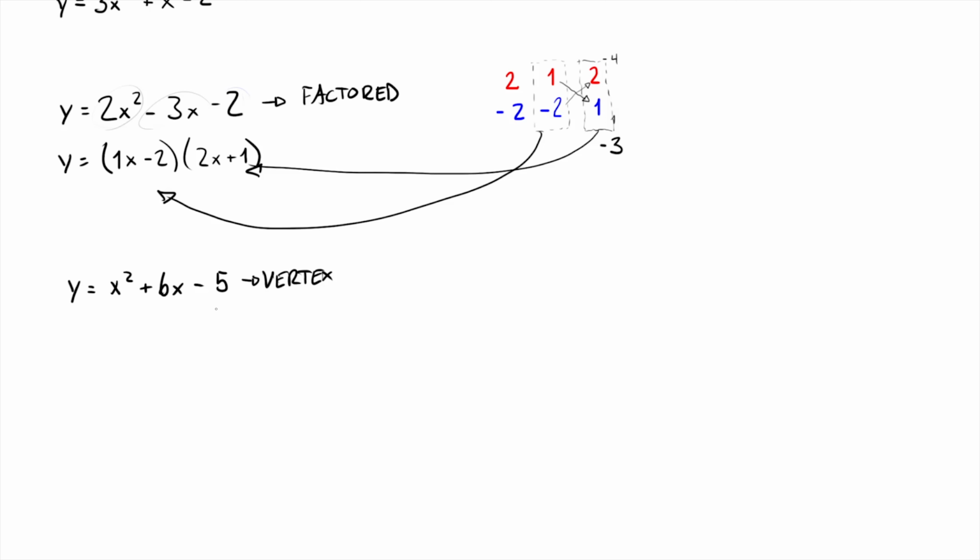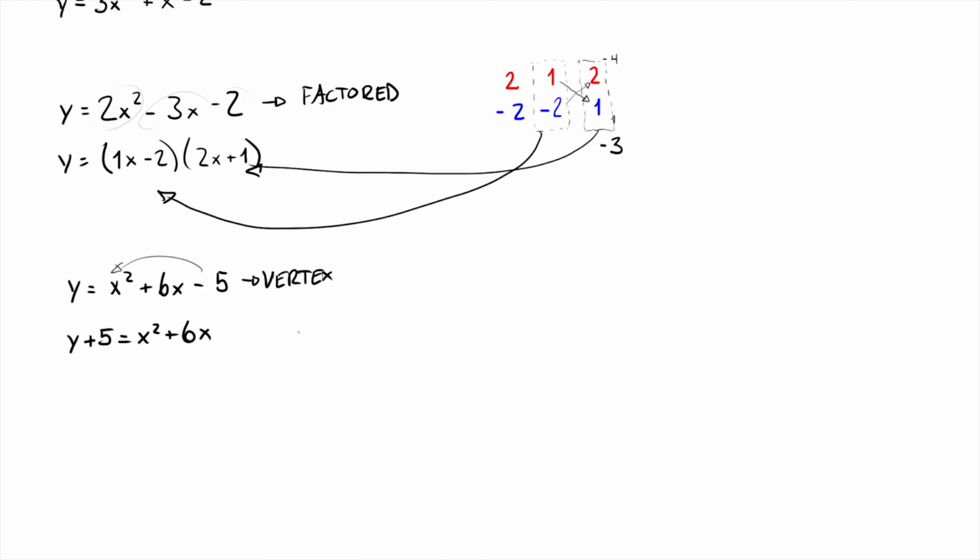So we have to do things a bit differently. First thing we do is we get all the x's on one side and all the constants and y's on the other side. So we're going to move over this -5 to the left-hand side of the equal sign, and we're going to get y plus 5 equals x squared plus 6x. Okay, so far, not too bad.